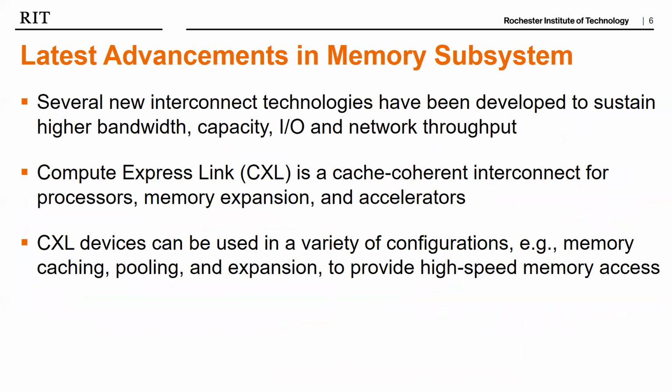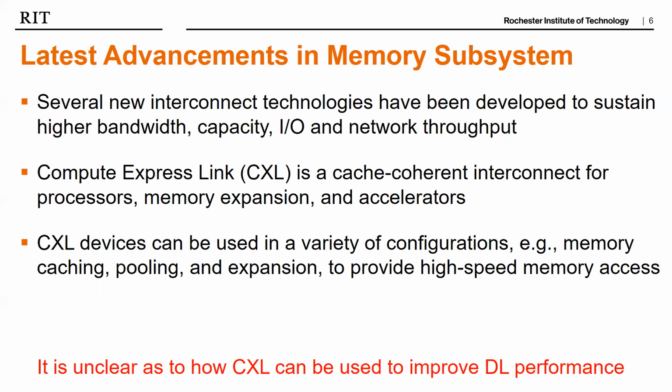Another important aspect to consider is that the latest advancements in memory and storage subsystems have offered improved bandwidth and capacity, such as Compute Express Link, Gen-Z, and persistent memory. Talking specifically about CXL, it is a new cache-coherent interconnect for processors and accelerators over the PCI interface, and it can be used in a variety of configurations depending on use cases, such as memory caching, pooling, and certain expansion scenarios. However, it is unclear how these new technologies, such as CXL, can benefit platforms and applications.